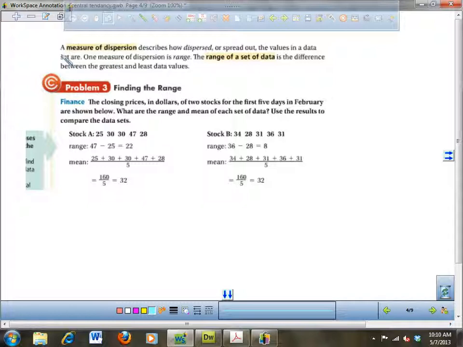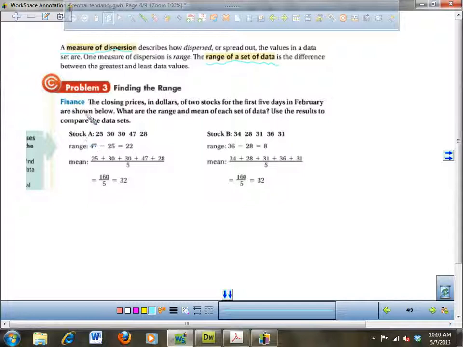Something else, measure of dispersion. Dispersion means how far apart things are. Okay? So it describes how spread out the values in a data set are. One measure of dispersion is the range. The range of a set of data is the difference between the greatest and least data values.